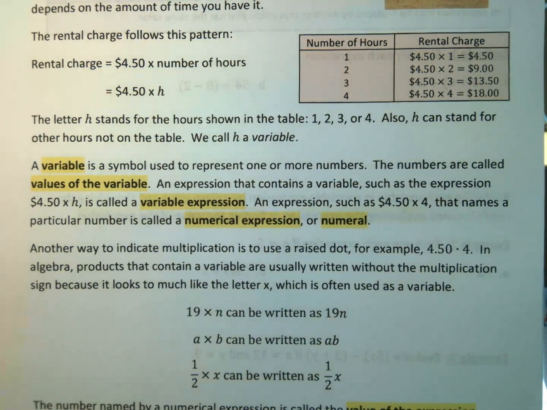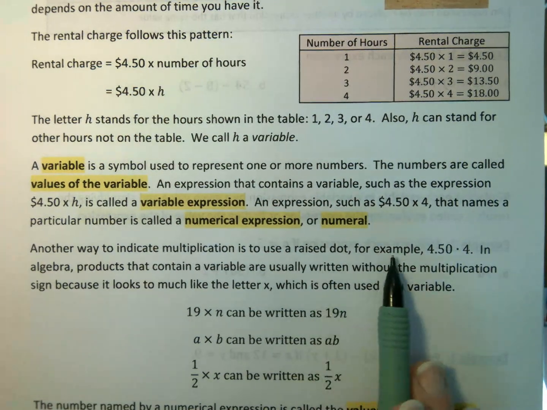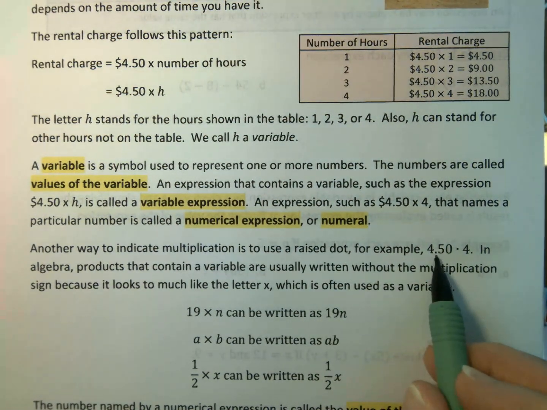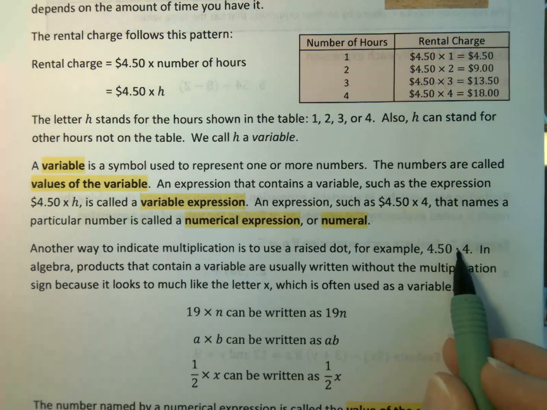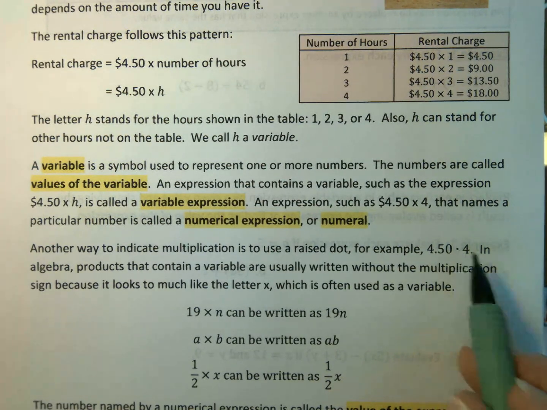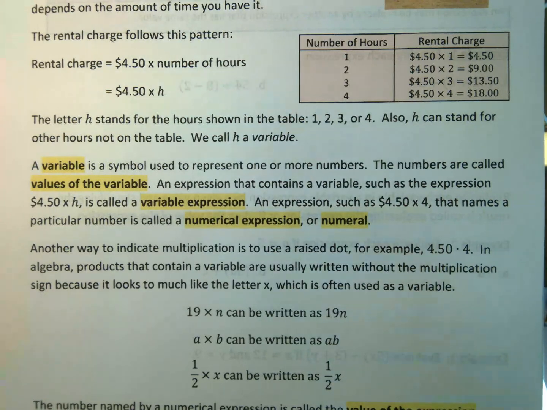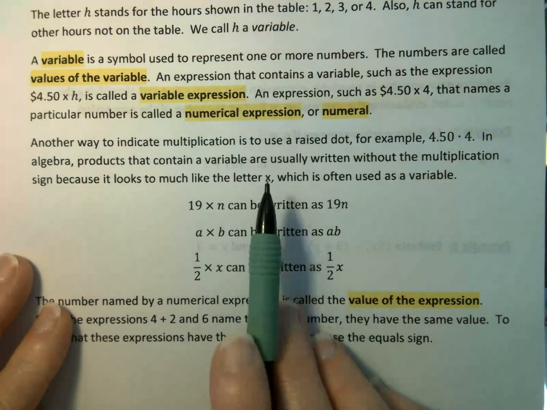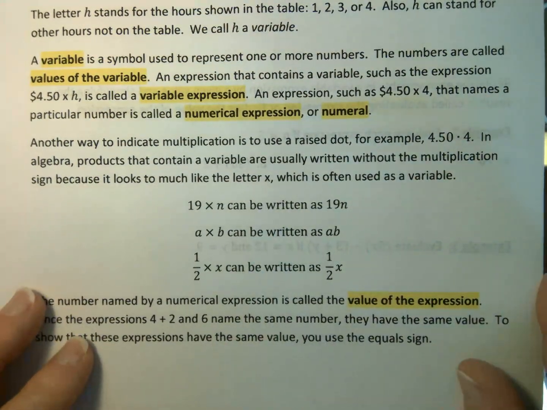Another way to indicate multiplication is to use a raised dot. For example, $4.50 times 4. Notice that my decimal is down here at the bottom, and this dot is kind of in the middle. Okay, that indicates multiplication. In algebra, products that contain a variable are usually written without the multiplication sign because it looks too much like the letter X, okay, and X is our most common variable. So we don't use the cross anymore to represent multiplication.